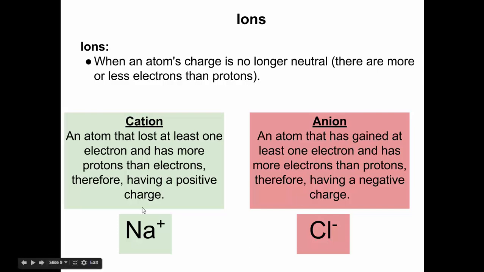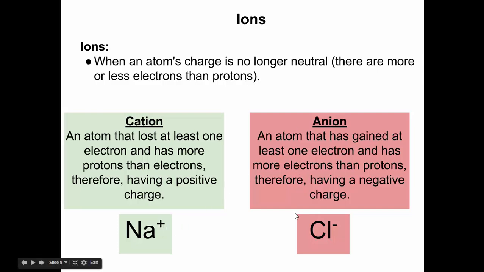We also have, so here we have sodium, and if you see an element written with this little plus sign, that indicates that you've got a cation, that it has a positive charge, because it's lost at least one electron.